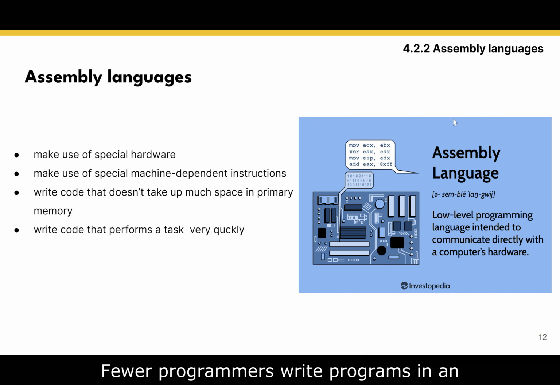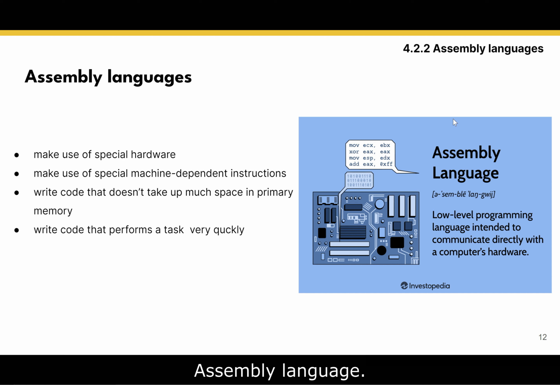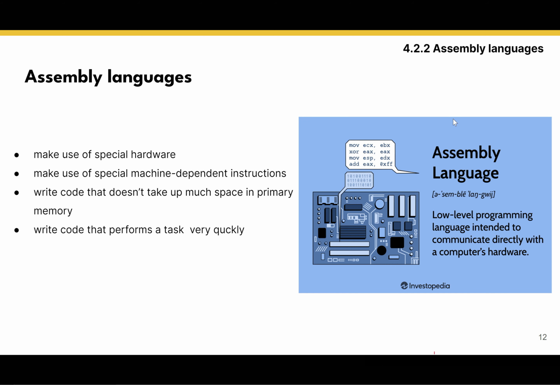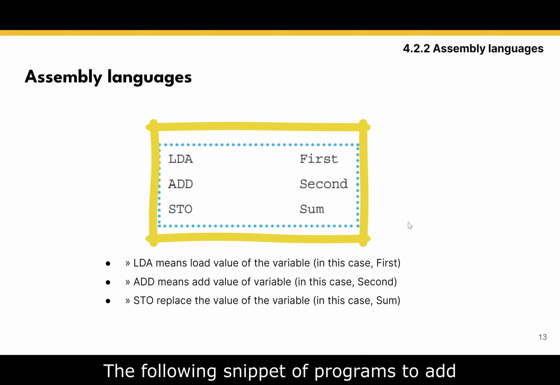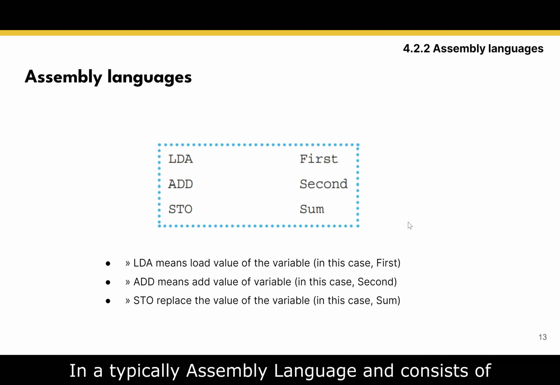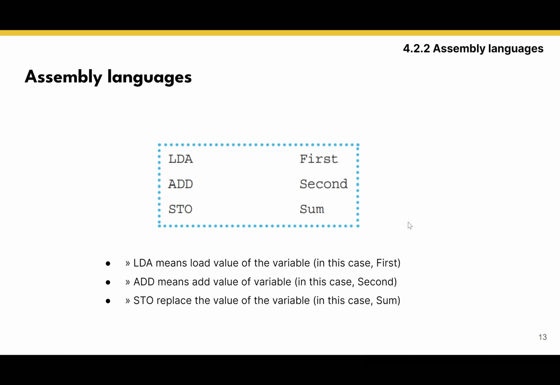Fewer programmers write programs in an assembly language. Those programmers who do so, do so for the following reasons: to make use of special hardware, to make use of special machine-dependent instructions, to write code that doesn't take up much space in primary memory, and to write code that performs a task very quickly. The following snippet of a program to add two numbers together is written in a typical assembly language and consists of three statements.